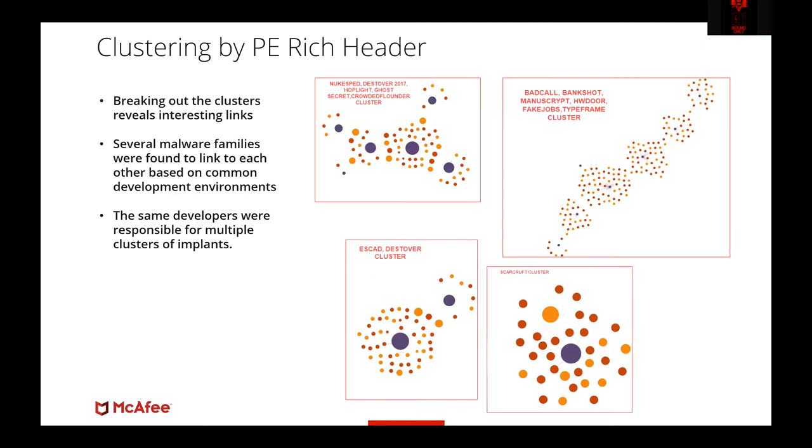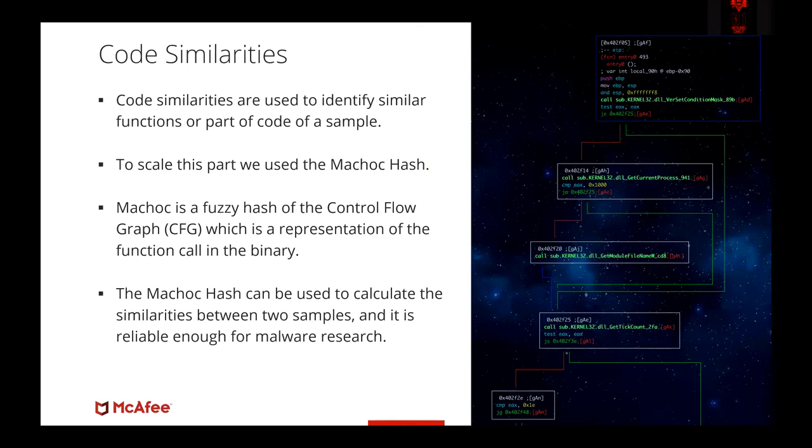So now Thomas is going to go back and talk a little bit more about the code similarities. Thomas? So the PE rich header is very interesting because it can directly give you some information about the compile environment, and to go a bit further, we also use, as I said, the matchlock hash.